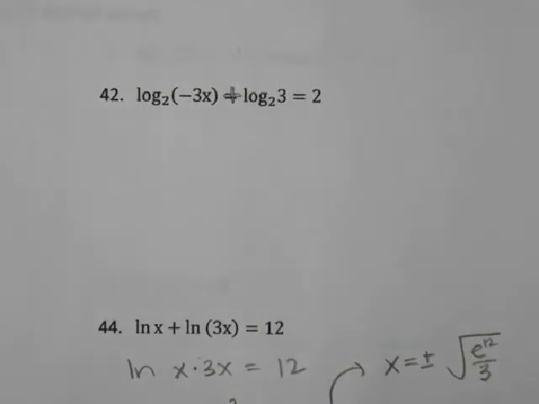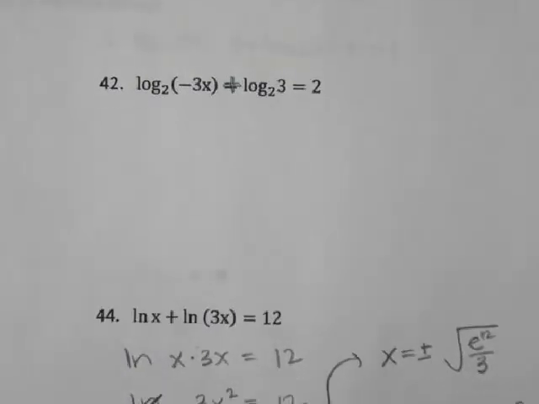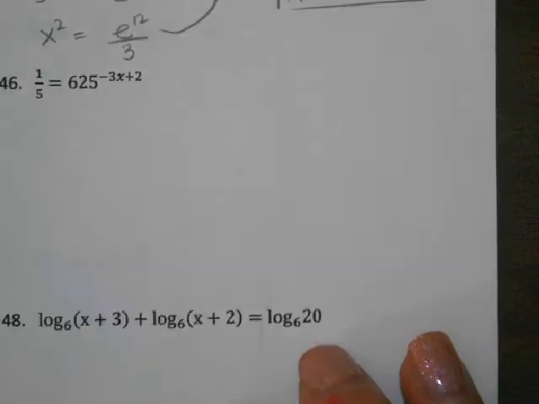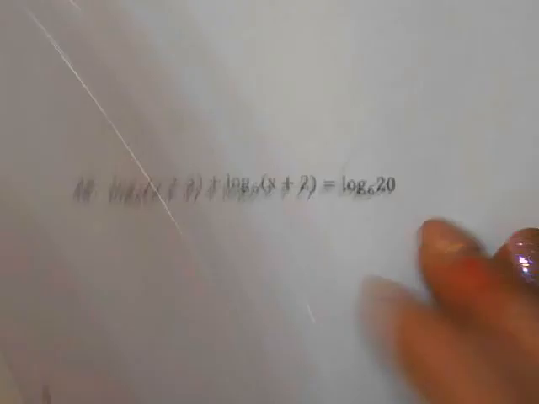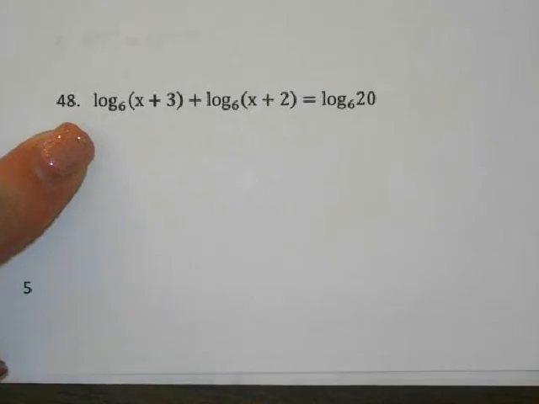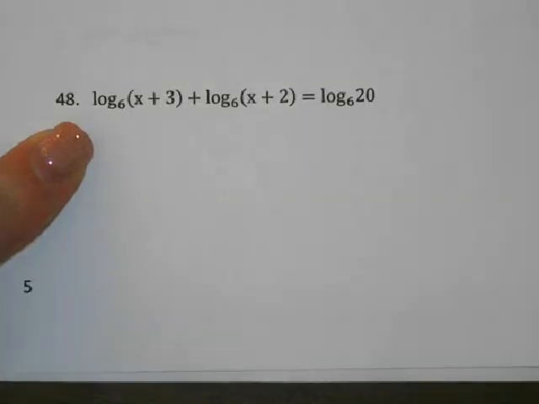Is there another one we should do? I mean, you can do all the problems yourself if you want, but I could do some for you. 48. Yeah, let's start at the end and work our way backwards. All right, so 48. It's a log equation, lots and lots of logs in there. So what do we do first with log equations? Condense. There can only be one log per side.